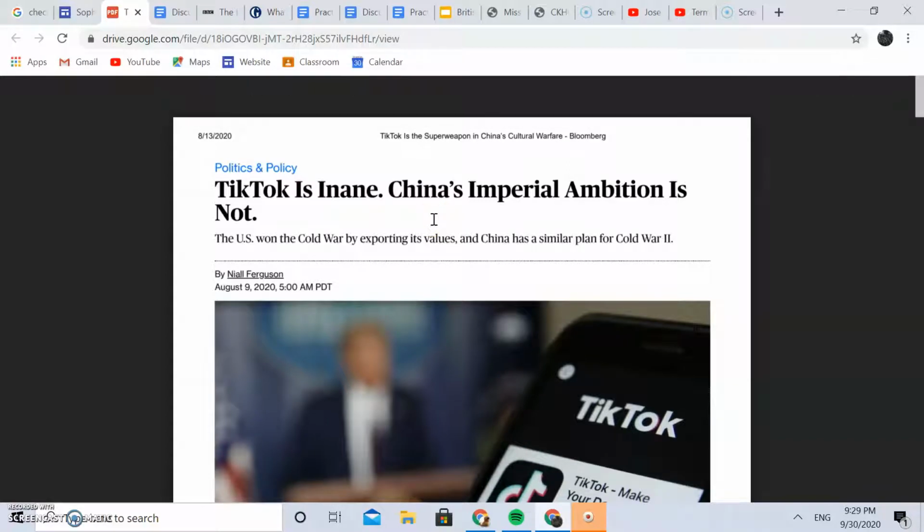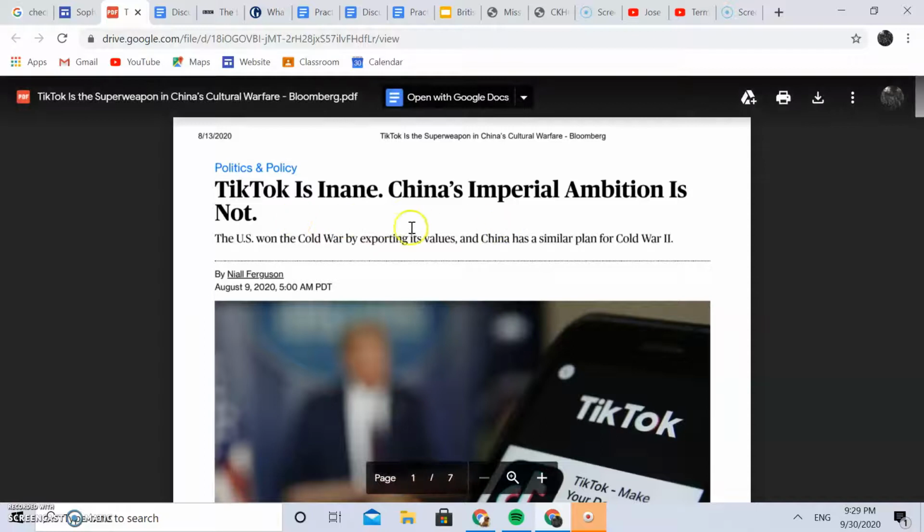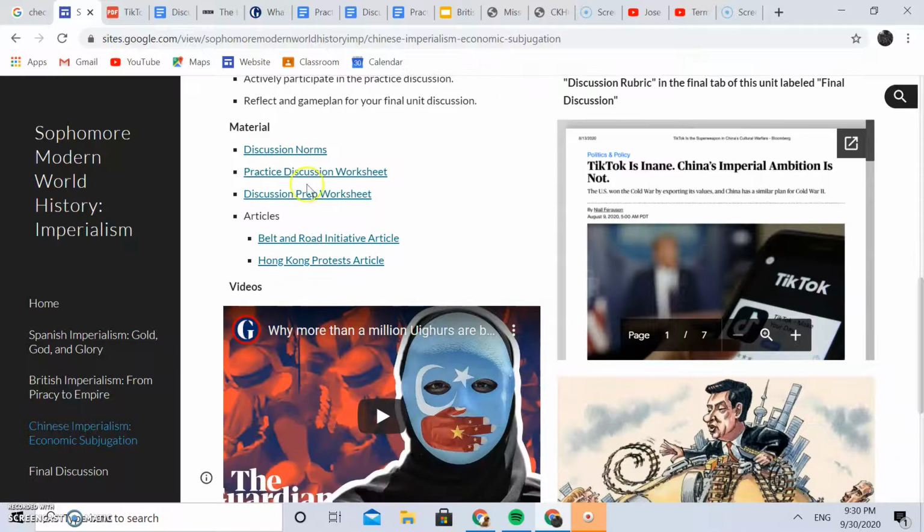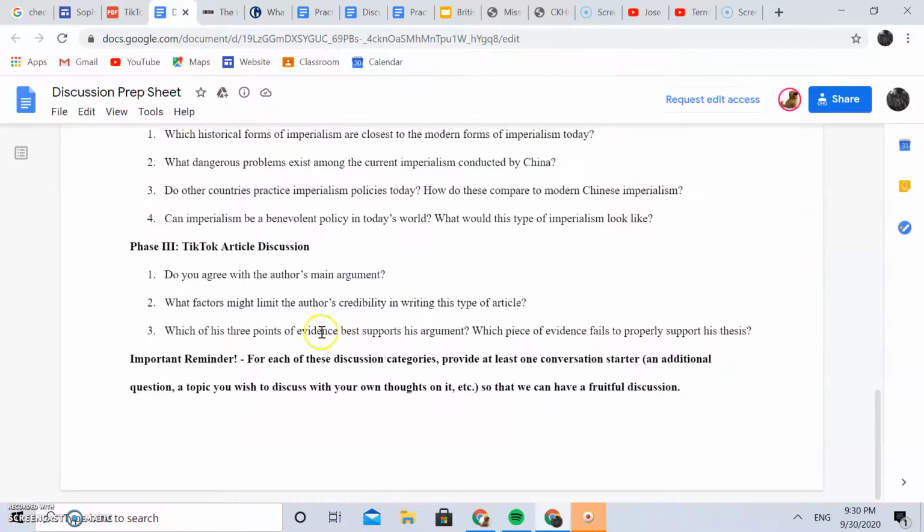And then I think, but we'll see, I might be over ambitious, but I think that my students will be able to bring some of the limitations of this article to the table and talk about it as well. So in saying that, when we go back to the discussion prep worksheet, I asked them, do you agree with the author's main argument? Which I anticipate a lot of them will say no.